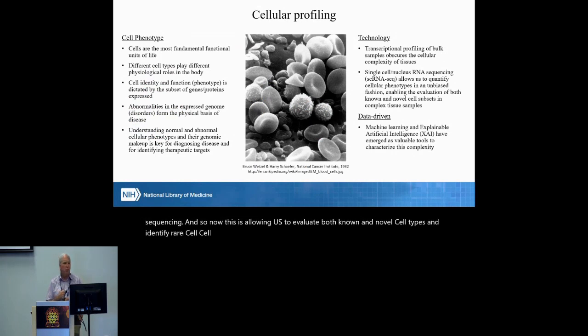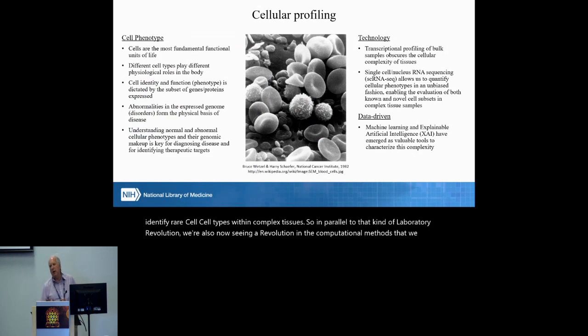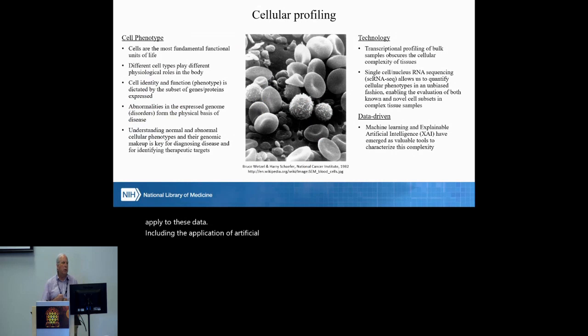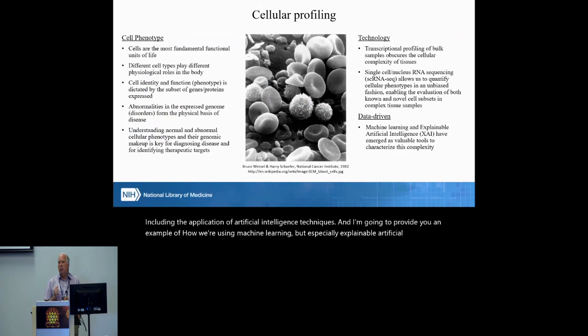And so now this is allowing us to evaluate both known and novel cell types and identify rare cell types within complex tissues. In parallel to that kind of laboratory revolution, we're also now seeing a revolution in the computational methods that we can apply to these data, including the application of artificial intelligence techniques. And I'm going to provide you an example of how we're using machine learning, but especially explainable artificial intelligence approaches, because the explainability helps us learn more about the biology that's behind these machine learning models that we're building.